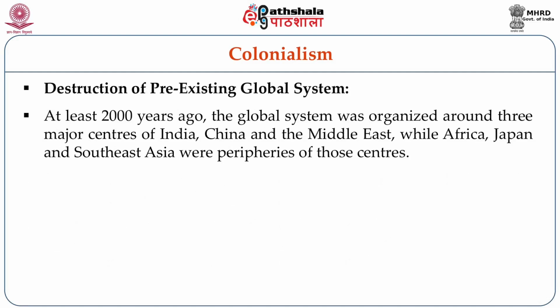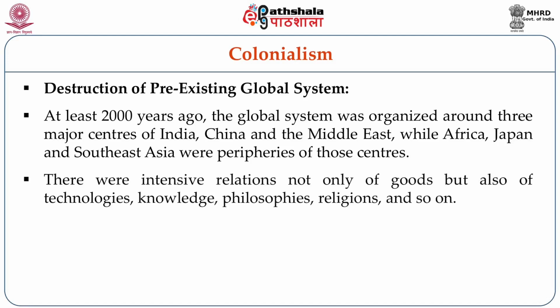It is interesting to note that before colonization also there was a global system. There was a pre-existing global system of trade across countries which was destroyed. Now, what kind of system was existing? At least 2000 years ago, the global system was organized around three major centers of India, China and Middle East, while Africa, Japan and Southeast Asia were also involved, but on the peripheries of these major centers.